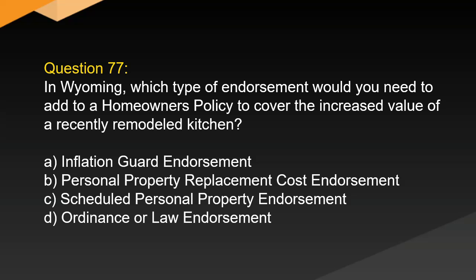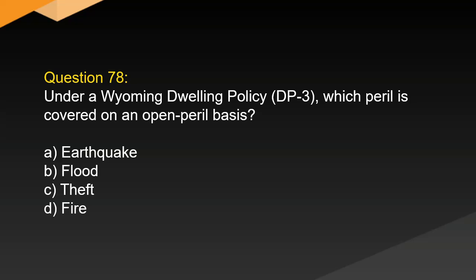A. Inflation guard endorsement. B. Personal property replacement cost endorsement. C. Scheduled personal property endorsement. D. Ordinance or law endorsement. Question 78. Under a Wyoming dwelling policy, DP-3, which peril is covered on an open peril basis?